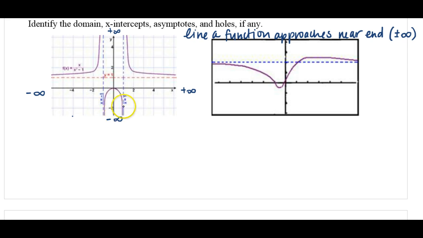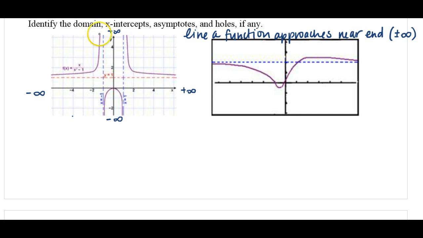Now, a very important fact is that I cannot ever cross a vertical asymptote. Vertical asymptotes are where the denominator of a rational function equals 0, and that's not possible. I can never have the denominator of a fraction equal 0. So there's no way I can ever cross a vertical asymptote. Now it is possible to cross a horizontal asymptote, although this one does not.